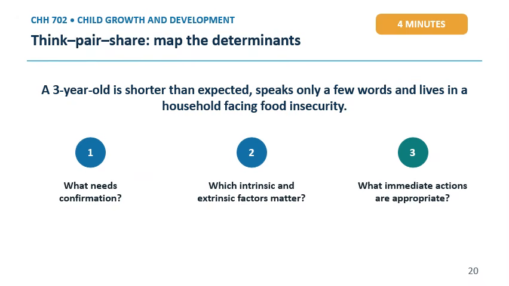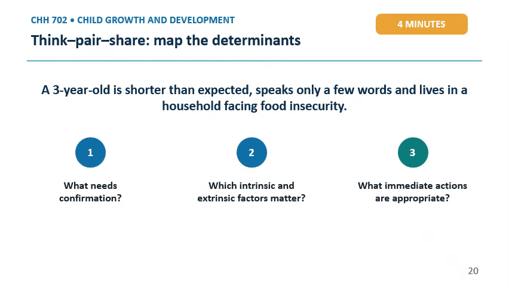Let us apply the concept we have learned. Consider a 3-year-old child who is shorter than expected, speaks only a few words, and lives in a household facing food insecurity. Please do not jump immediately to diagnosis. First, think individually for about 1 minute. What information or measurement needs confirmation? Which intrinsic and extrinsic factors may be relevant? What immediate actions will be appropriate?